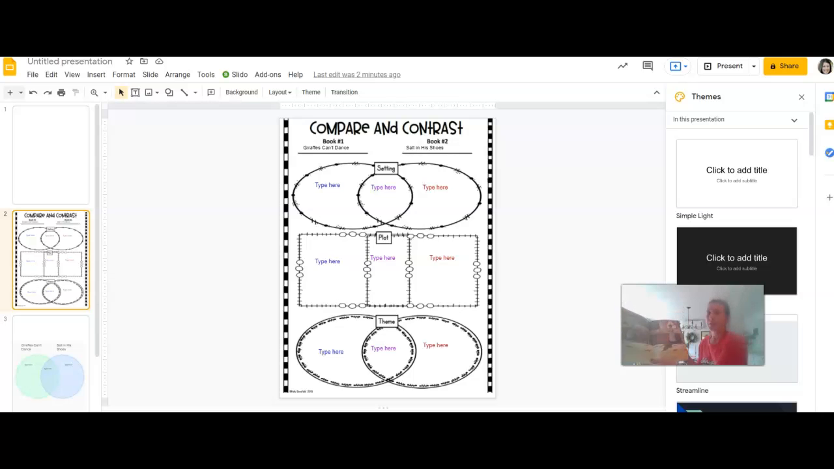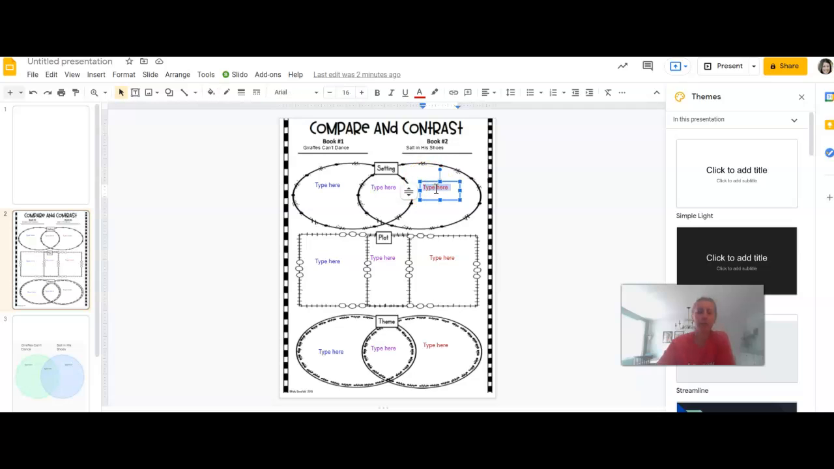So let's think about this. Let's pause for a moment here and compare our stories. What is the setting of the story we're reading right now? Basketball court? What was the setting of Giraffes Can't Dance? A jungle dance? Okay. Is there anything the same about our settings here?